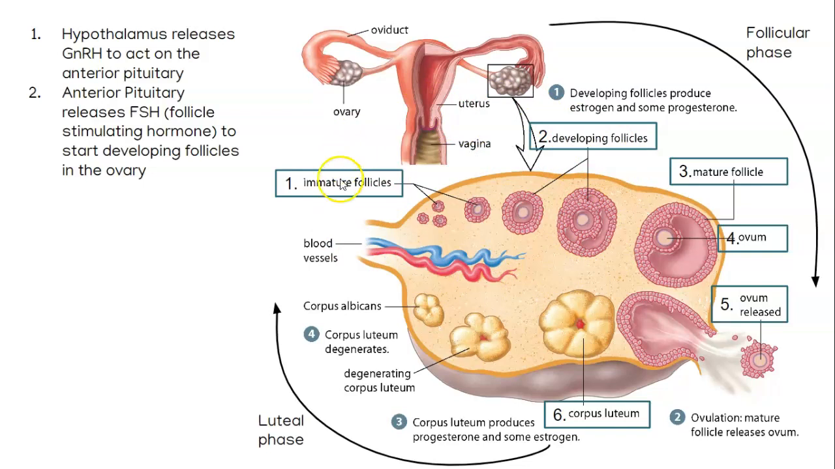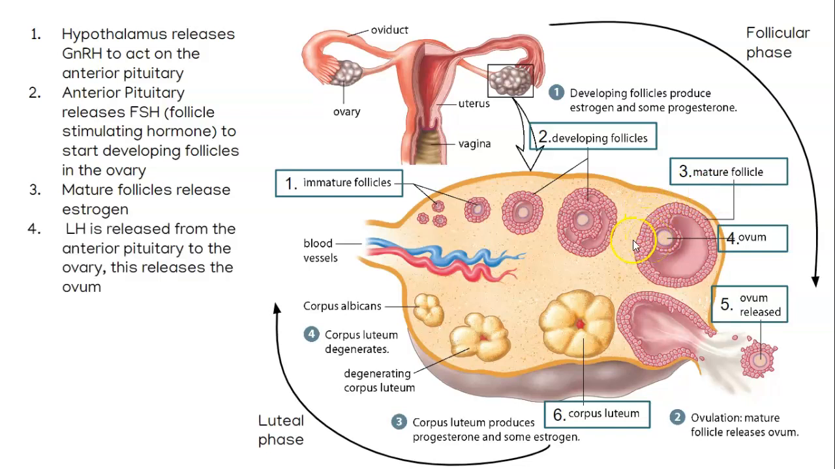That's why this is called the follicular phase. That's why you drew this arrow, because the follicles are starting to develop due to the follicle stimulating hormone. Once we've reached mature follicles, we are now at the point in which estrogen, as you can see in step 1 here, is being released.